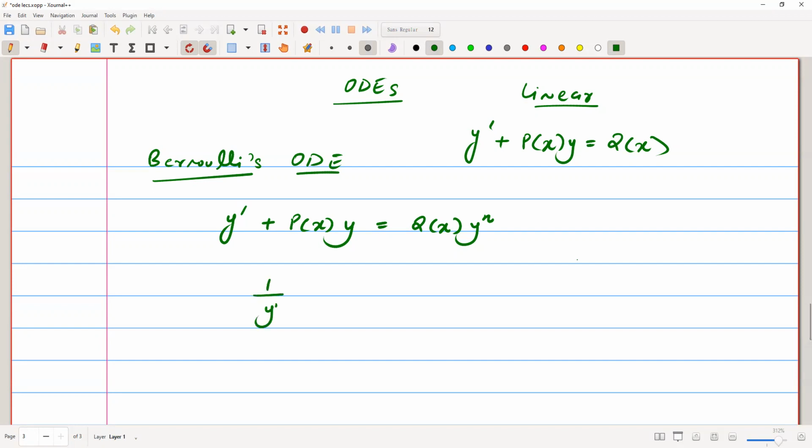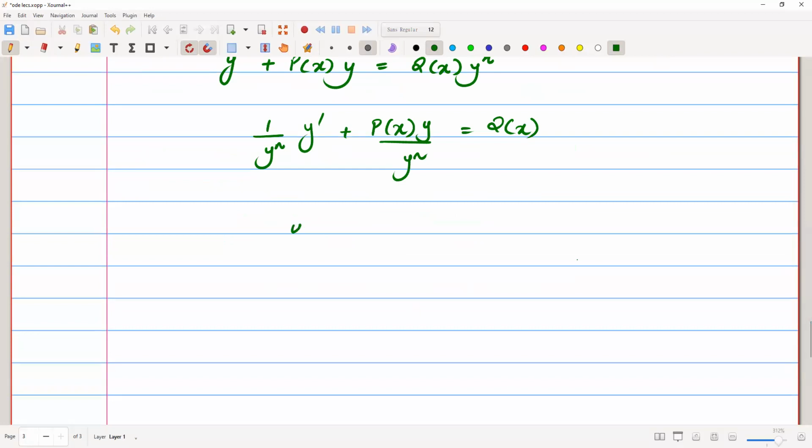So here we will get 1 over y to the power n times y prime plus p of x times y divided by y to the power n equals q of x, right? So now we can assume that u equals 1 over y to the power n. First of all, we will simplify this equation. So here we can write 1 over y to the power n as it is, y prime plus p of x, and here we can just take this y to the denominator, and we will get y to the power n minus 1 equals q of x, right?